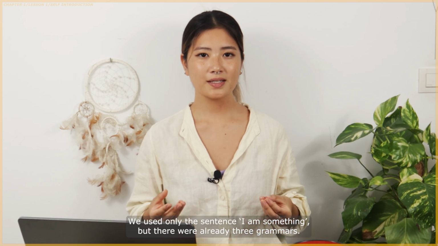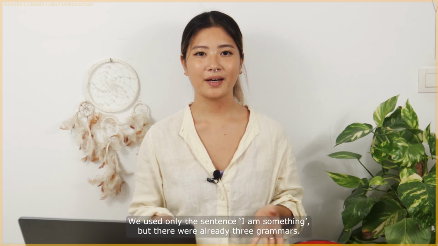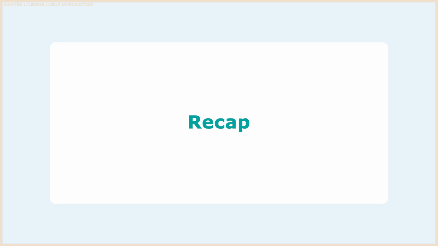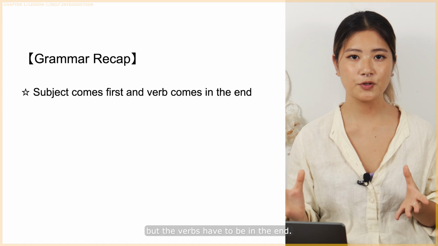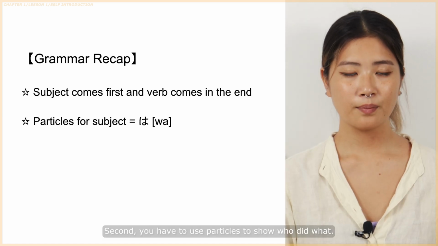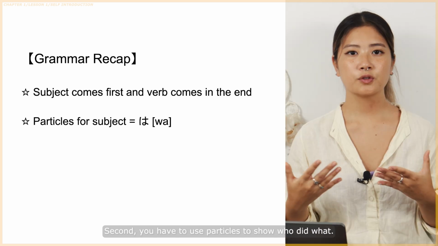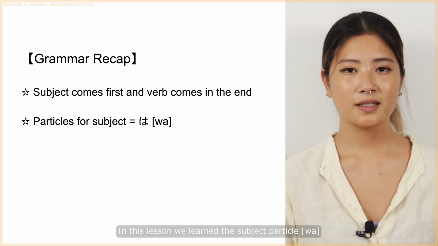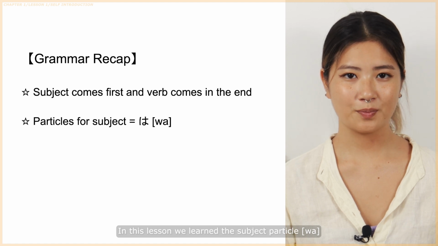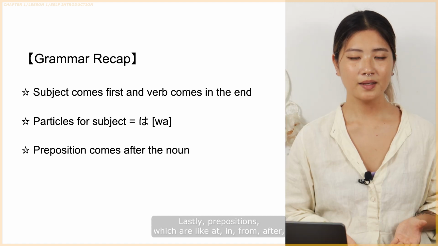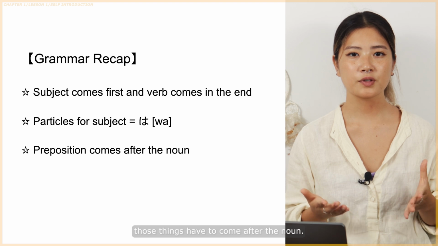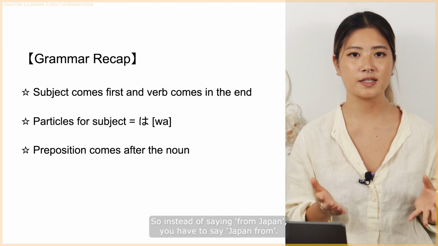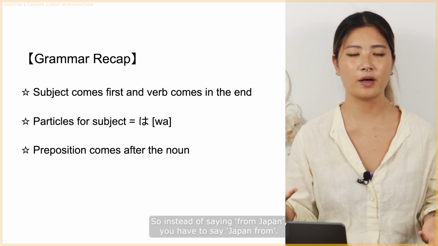So we used only the sentence I am something, but there were already 3 grammars, so here's a recap. First, the subject usually comes first, but the verbs have to be in the end. Second, you have to use particles to show who did what. In this lesson, we learned the subject particle wa. Lastly, prepositions, which are like at, in, from, after, those things, have to come after the noun. So instead of saying from Japan, you have to say Japan from.